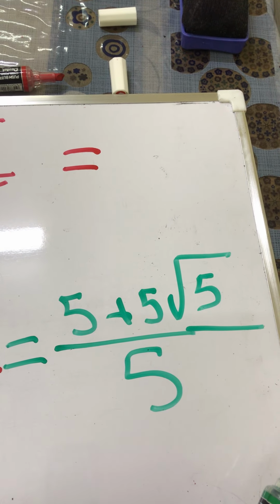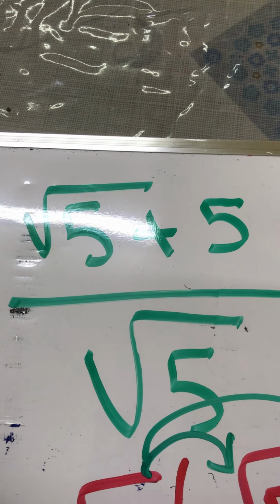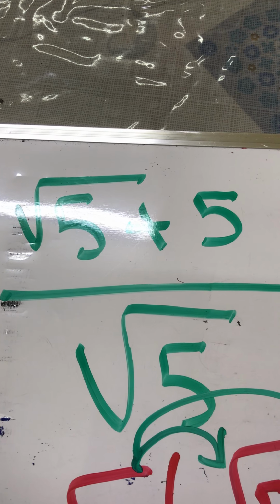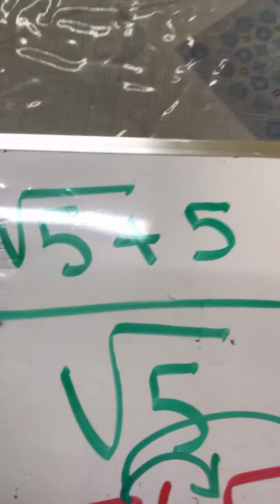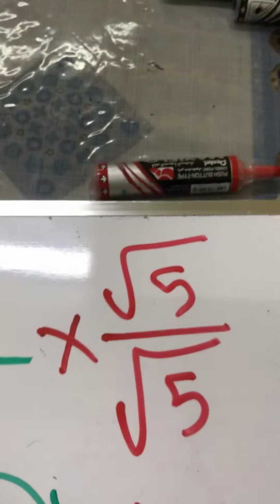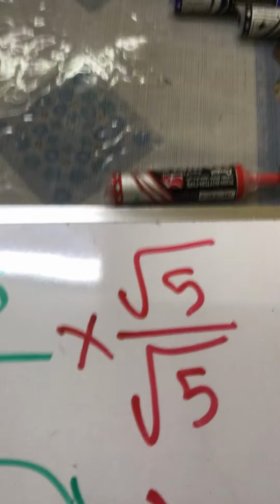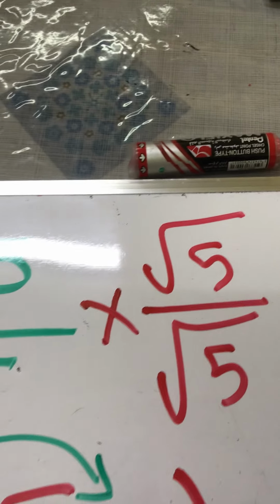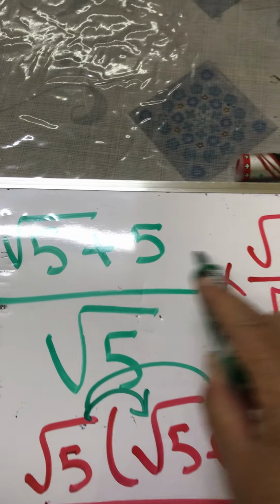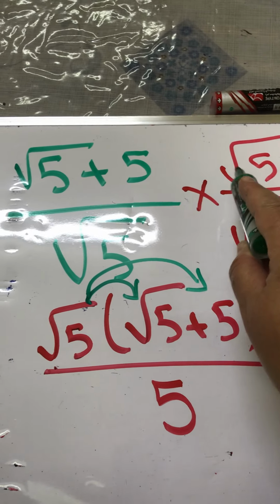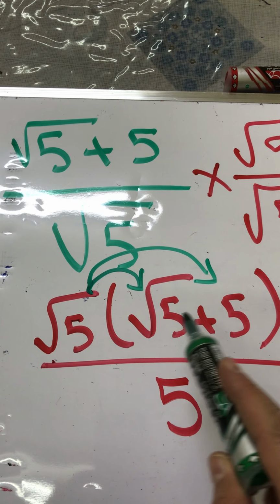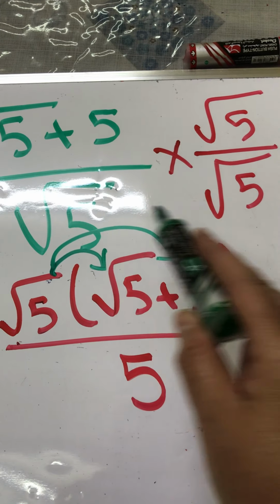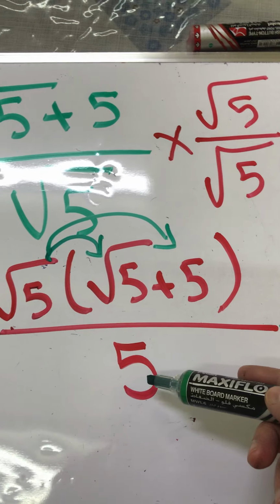Okay, attention again. This is my problem, square root of 5 plus 5 over square root of 5. The aim is to remove the square root from the denominator. So I have down square root of 5, so I multiply by square root of 5 up and down. That's to say multiply by 1, like this. And then take the denominators, multiply together. So I have square root of 5 multiply, I put them in brackets, square root of 5 plus 5.